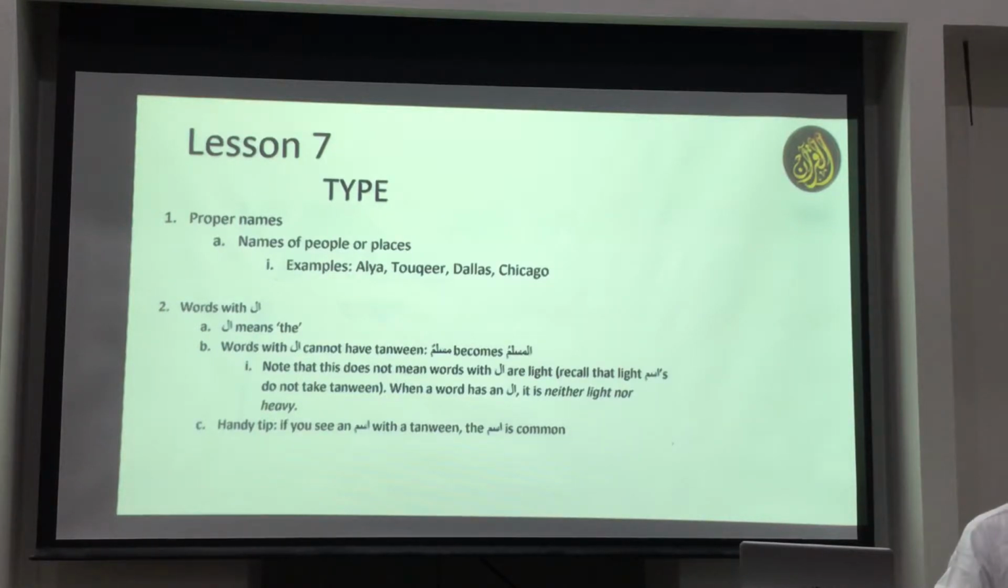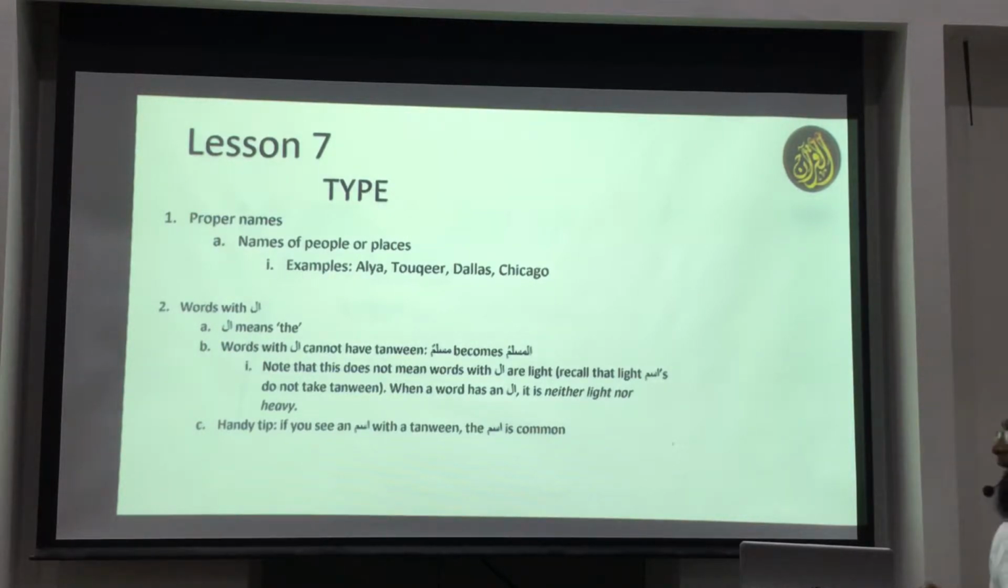So if I say kitabun, it means a book. If I say sayyaratun, it means a car. Okay? And muslimun means a Muslim. All this is one word, muslimun, but because it has the tanween, it means one Muslim or a Muslim. So in Arabic, there is no a or an. It is indicated by the tanween. If you put an al before it, the tanween goes away.